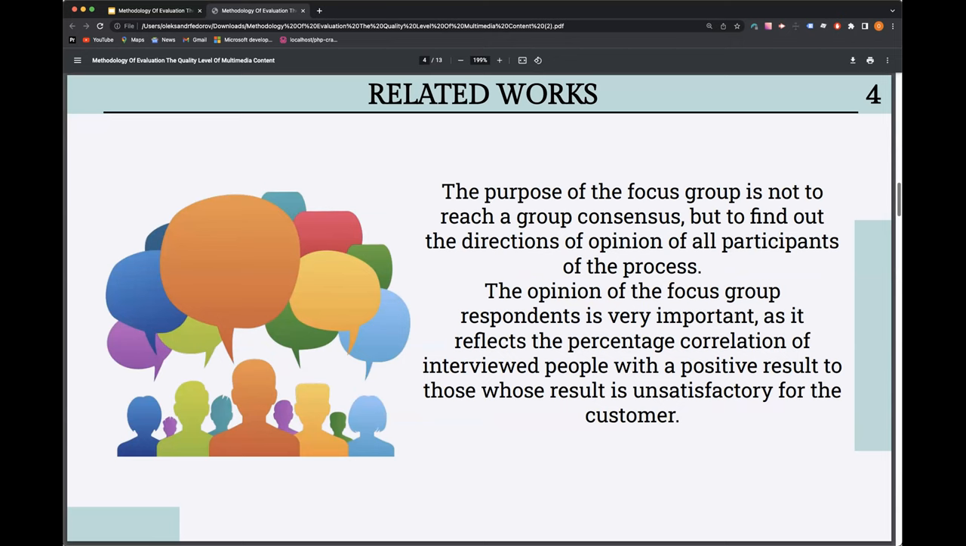The opinion of these focus group respondents is very important, as it reflects the percentage of correlation of interviewed people with a positive result to those whose results are unsatisfactory for the customer. On the basis of those data, it is possible to make more complex calculations, from which it is possible to determine whether this product will be in demand among real buyers.